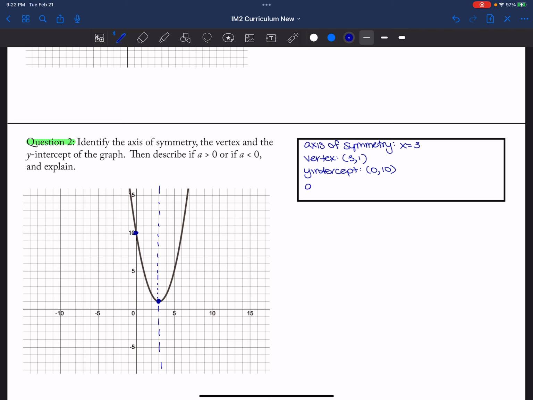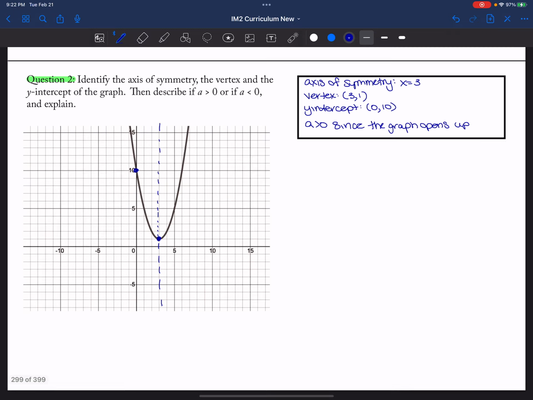And then because I'm opening upwards, my a is bigger than 0 since the graph opens up. Okay, so that's 2.